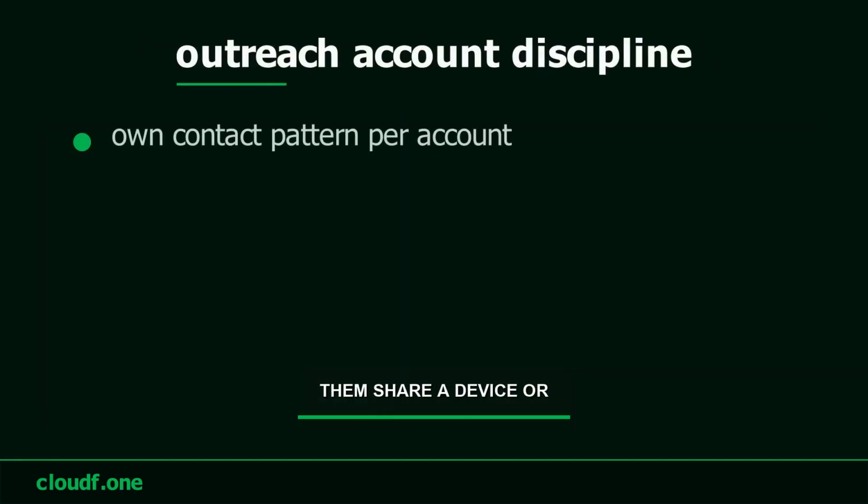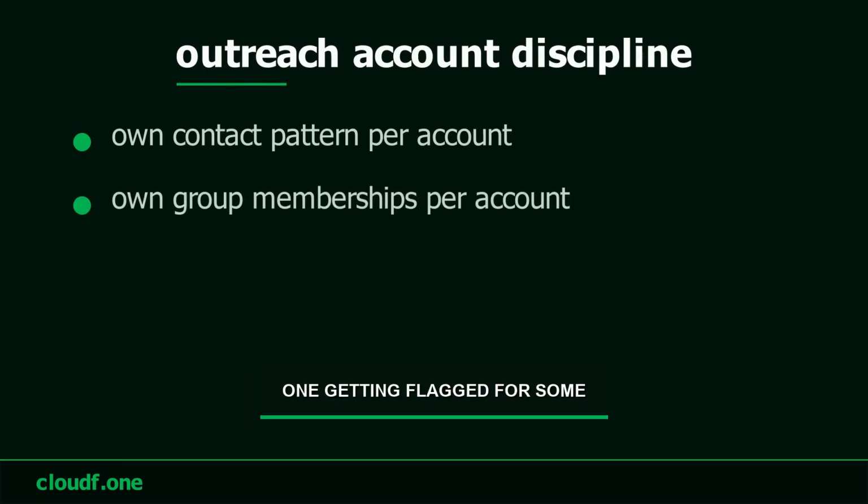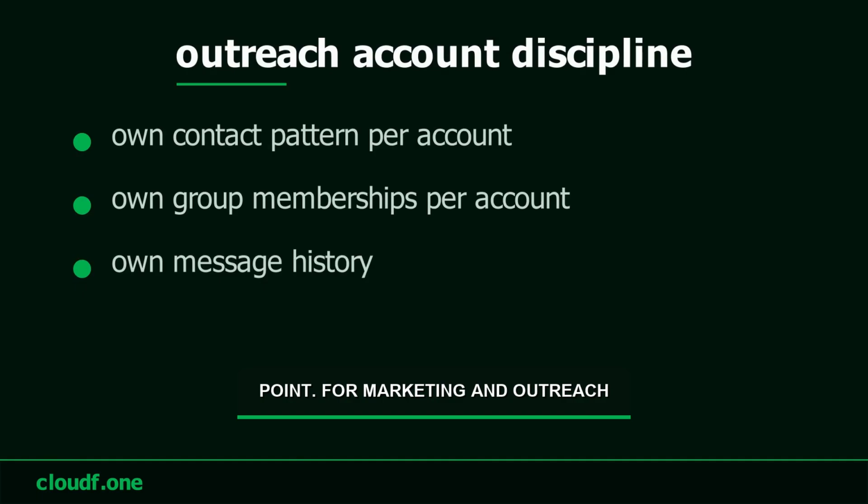Because none of them share a device or an address, Telegram never links them. One getting flagged for some unrelated reason does not drag the rest down with it. That isolation is the entire point. For marketing and outreach, the same rule holds, and the discipline matters even more.